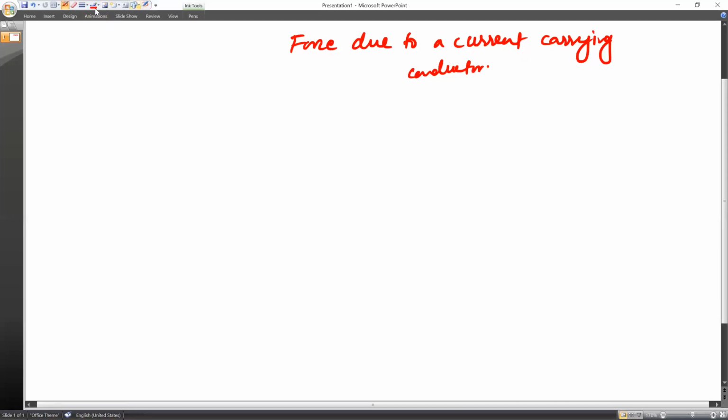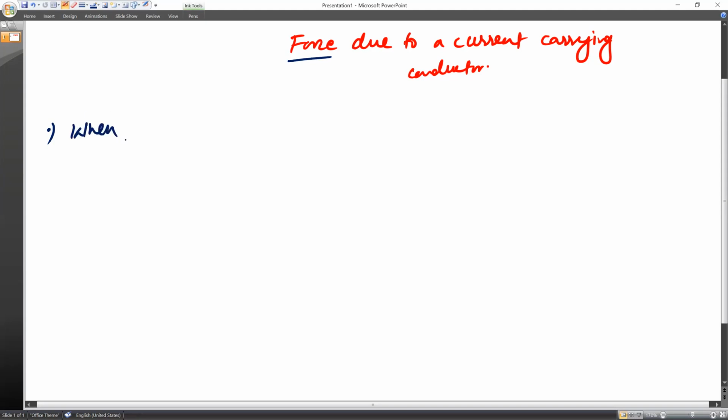Force due to a current carrying conductor. And what does this actually mean? When a current carrying conductor is placed inside a magnetic field, it starts experiencing a force. This is the important relation between the magnet and the force. What is it actually?